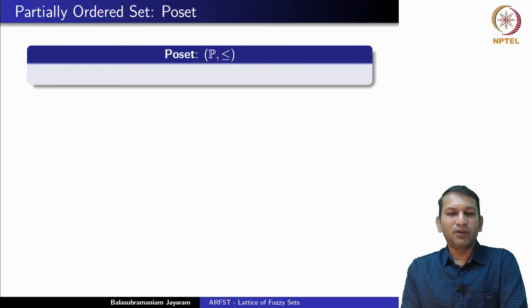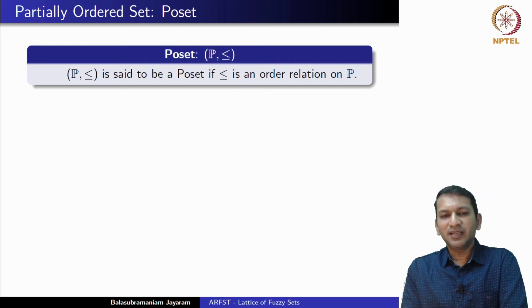Let's quickly recall what a poset is. We have P to be a non-empty set, and a binary relation denoted by the symbol less than or equal to. We say this tuple P along with the binary relation is a poset if this binary relation turns out to be an order relation on P. That is, it is reflexive, antisymmetric, and transitive.